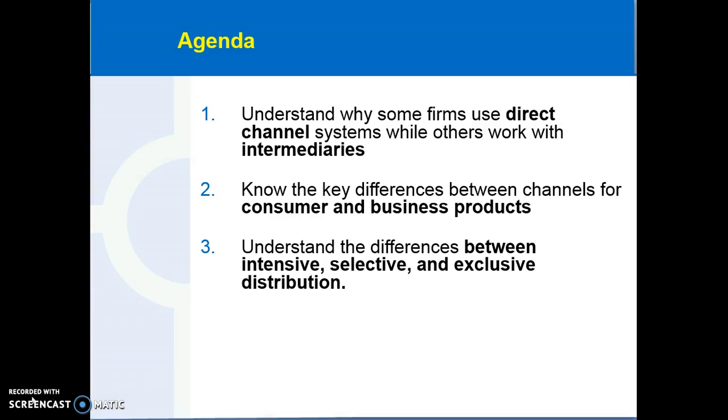So in this chapter, we will talk about direct and indirect distribution channels. Indirect involves intermediaries, and why it can be useful for companies to use intermediaries in the first place. We will see how channels for consumer and business markets can be different, learn about intensive, selective, and exclusive distribution, and finally, we will take a look at a couple of trends in channel management today.